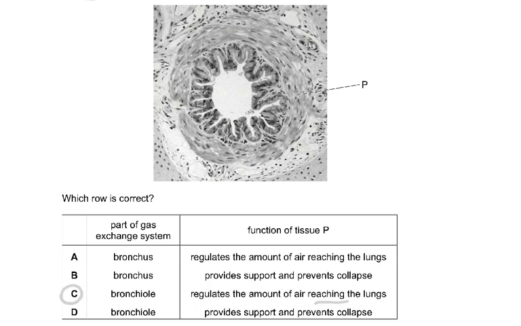So it's not the bronchus, because the trachea would have a C-shaped cartilage, and in the bronchus there are plates of cartilage.